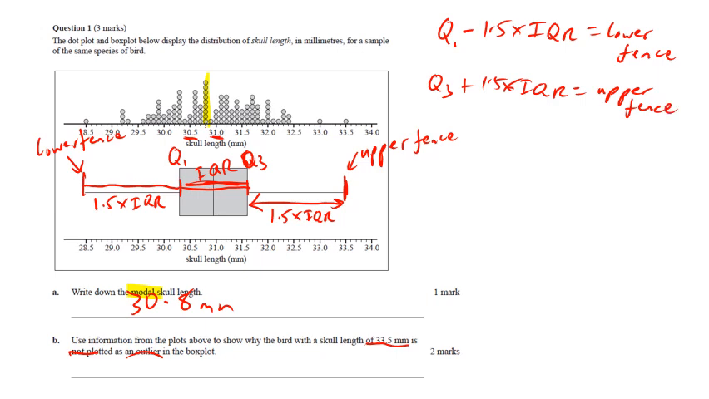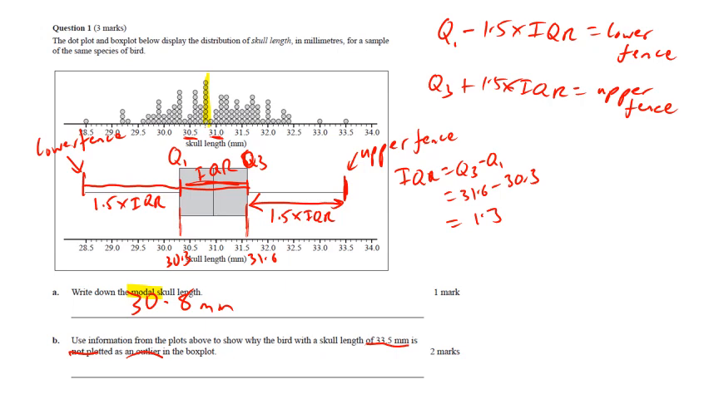So first of all, we've got to work out what the IQR is. If we pull down that number there and this number here, we can see this is 31.6 for Q3 and Q1 is 30.3. So the difference between those two, so the IQR equals Q3 minus Q1 equals 31.6 minus 30.3, so that equals 1.3.